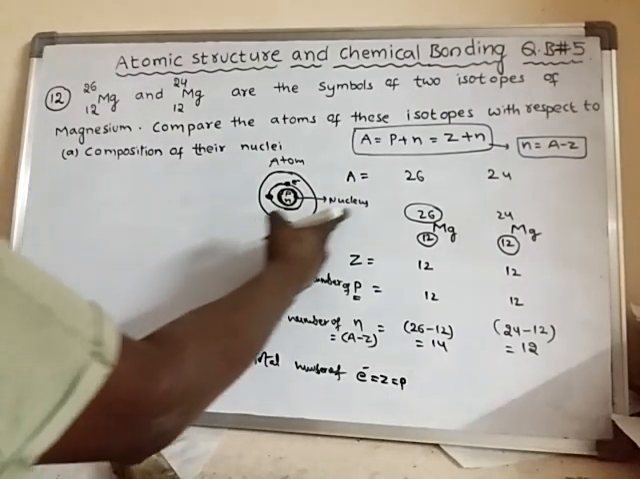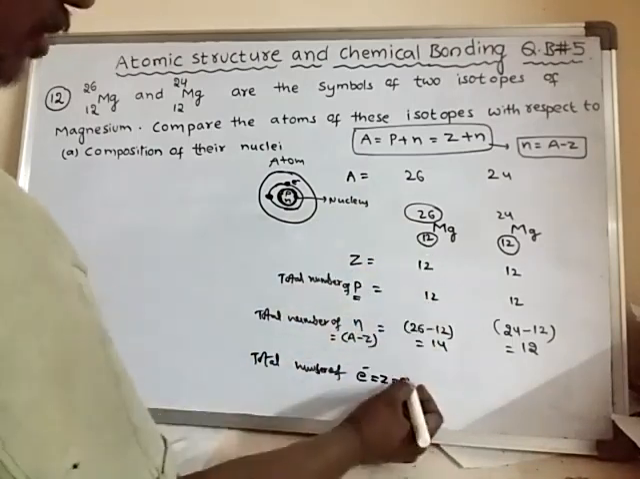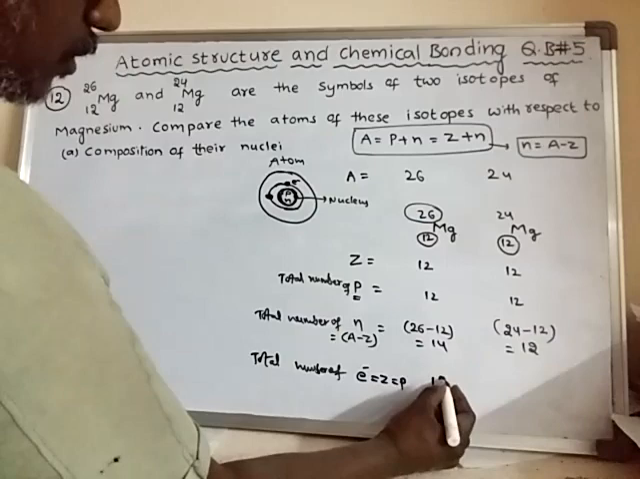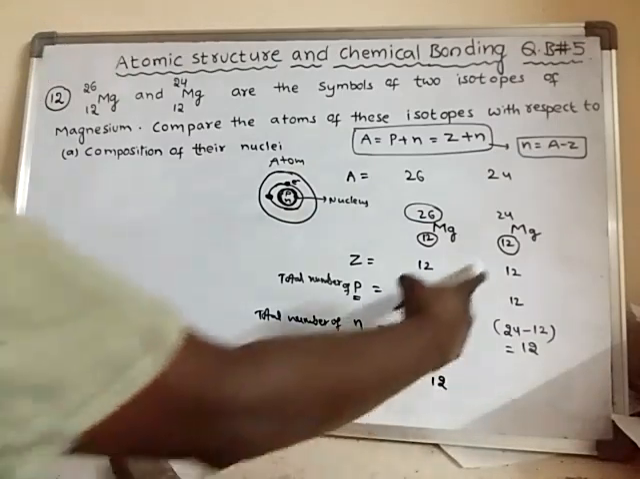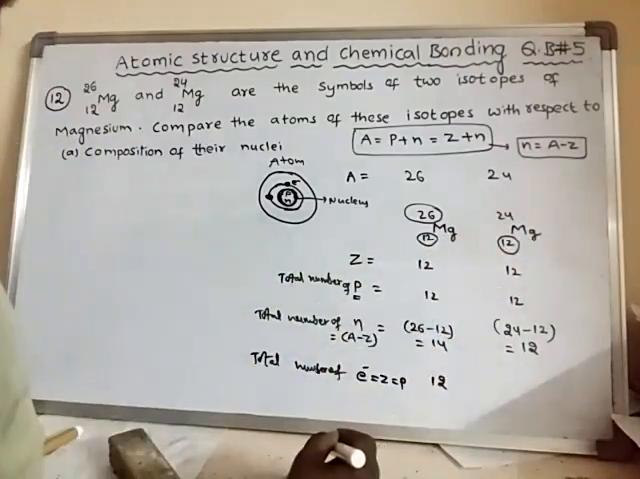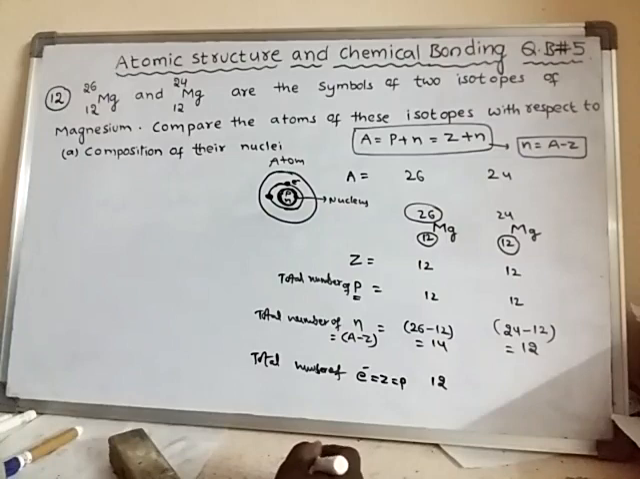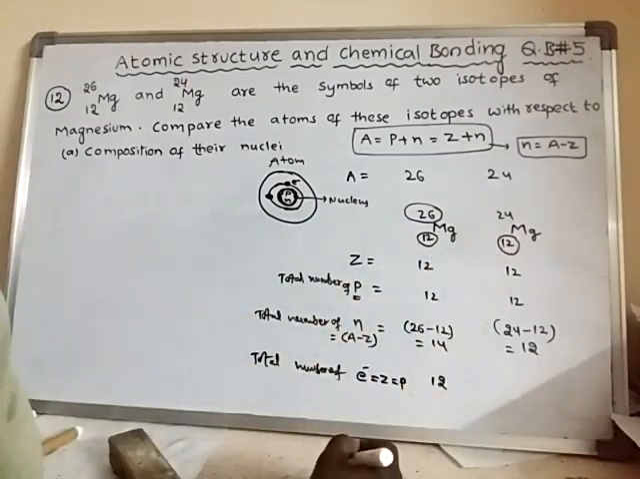So altogether, how many protons are there? 12. Therefore, how many electrons will there be? Only 12 electrons. And here also, this is a neutral atom. That means there is no overall charge on this atom. Hence it is also a neutral atom.